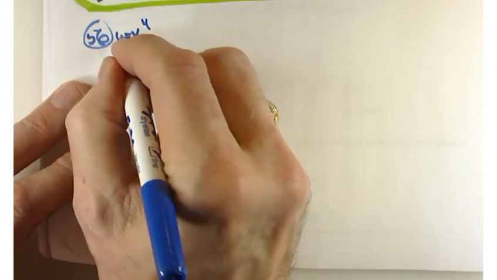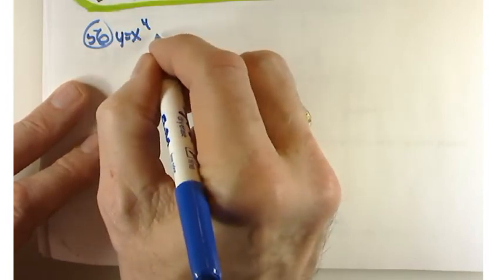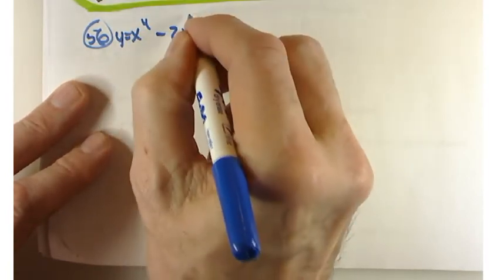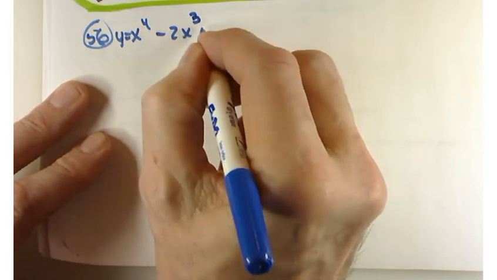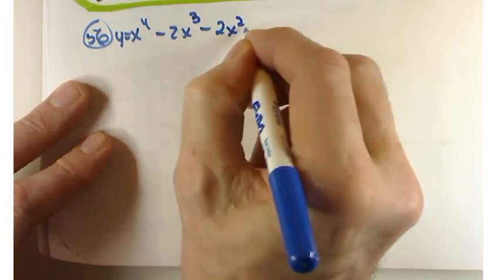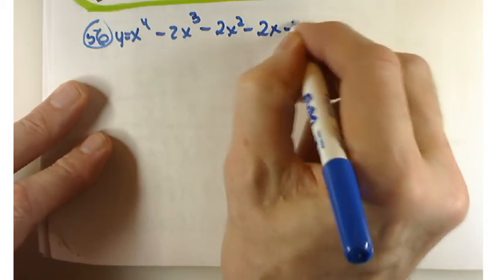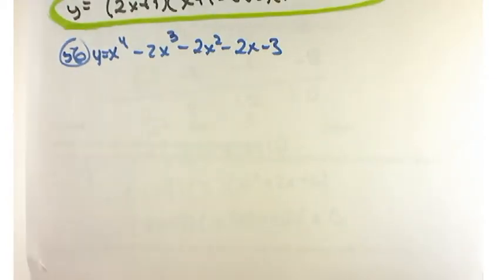So y is x to the 4th minus 2x cubed minus 2x squared minus 2x minus 3. Since it's so mercifully short, let's practice the rational root theorem with this one.